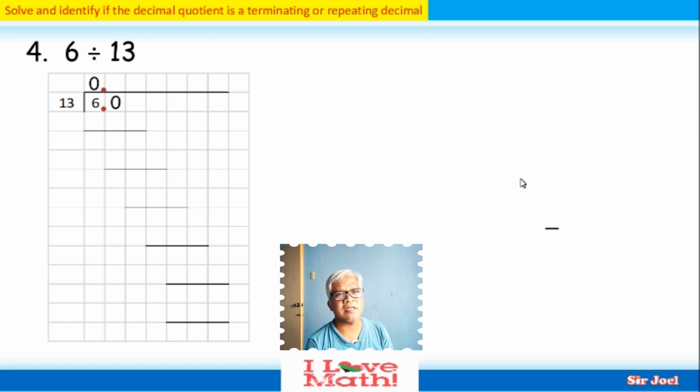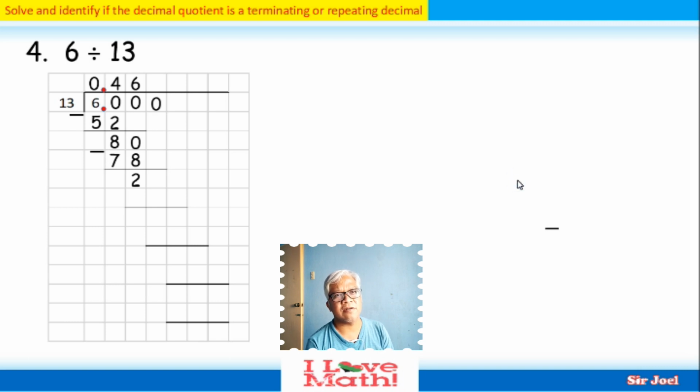It is now 60 divided by 13. So, ang sagot, 4. 4 times 13 is 52. Then, subtract 60 and 52. So, the difference is 8. Add 0. Bring it down. 80 divided by 13, the answer is 6. And 6 times 13 is 78. Subtract 78 from 80, the difference is 2.